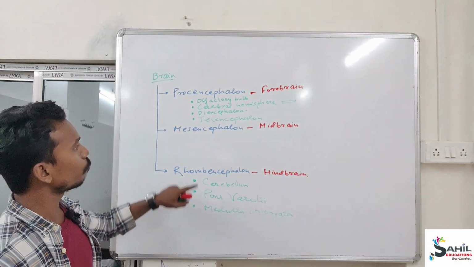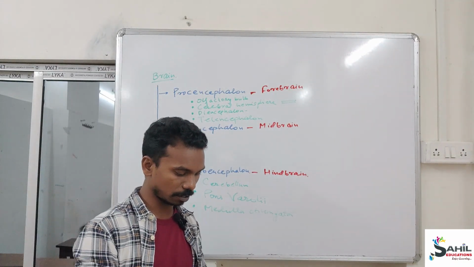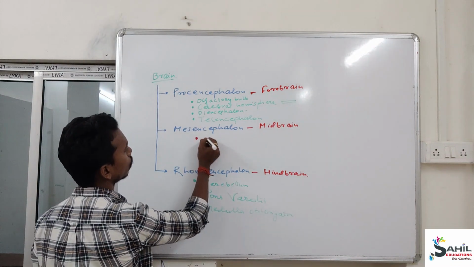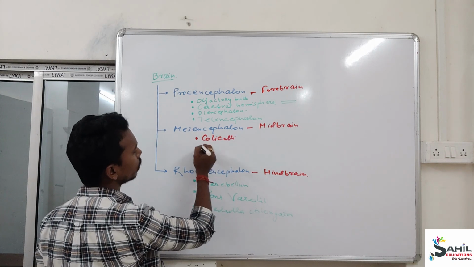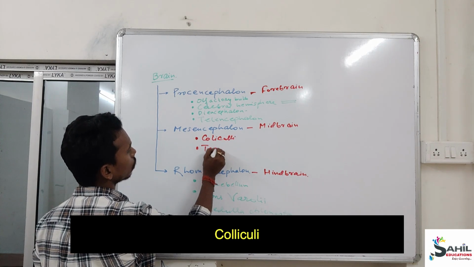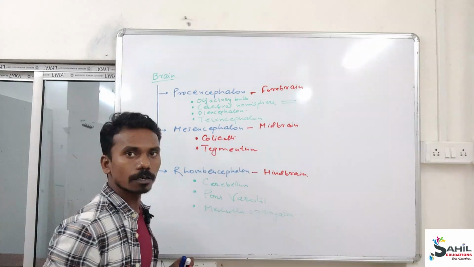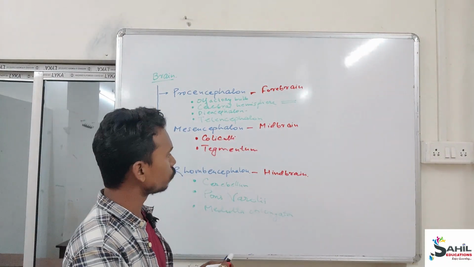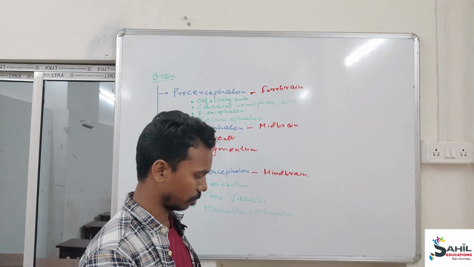Okay. So what about this midbrain? So midbrain contains some structures. The structures are like colliculi and tegmentum. Basically, this midbrain is in between the forebrain and hindbrain. Let's see the structure now.